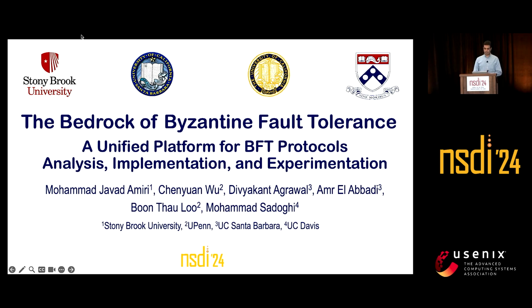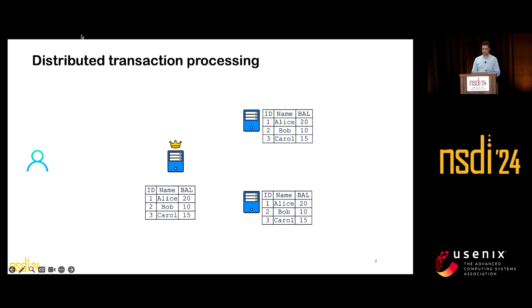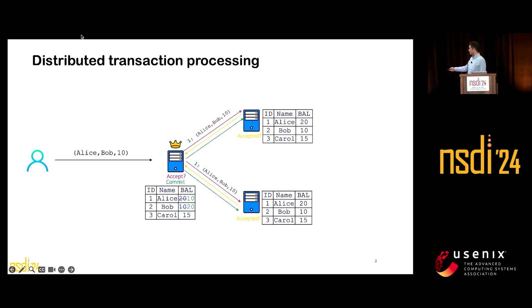As we all know, distributed systems use consensus protocols, fault-tolerant protocols, to provide high availability and robustness. Let's talk about a simple example, a banking example. The bank replicates the data on multiple servers, and the client sends the transaction to one of the servers, the leader server. The leader assigns a sequence number to this request and broadcasts it to all nodes. If we have sufficient votes, then the leader can commit the transaction, and everyone is going to execute that transaction.